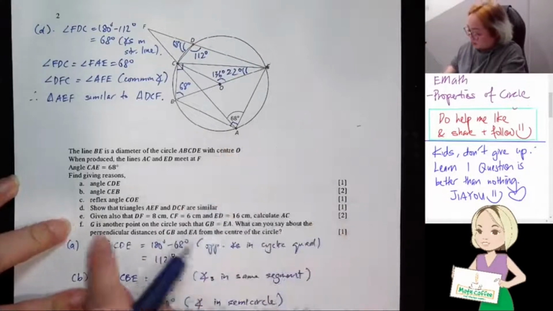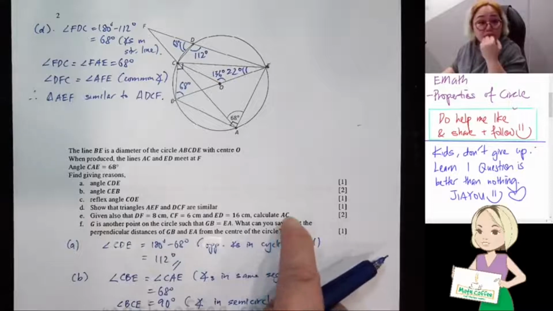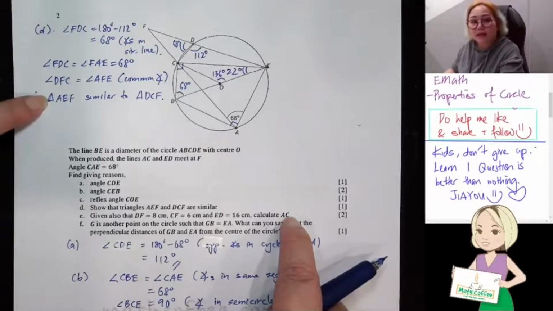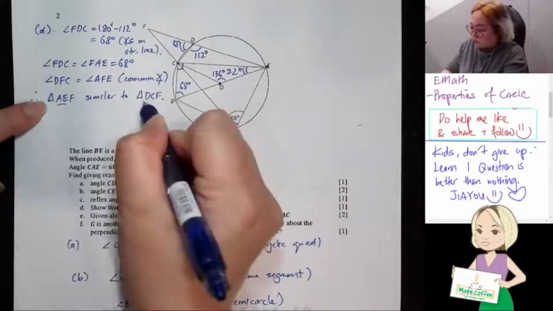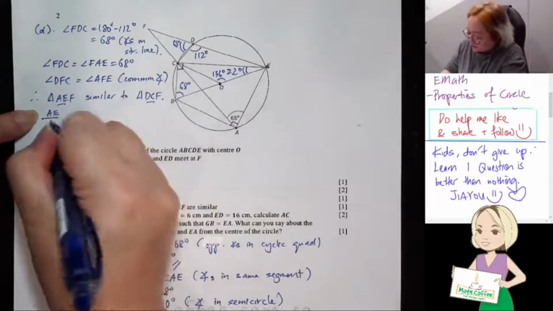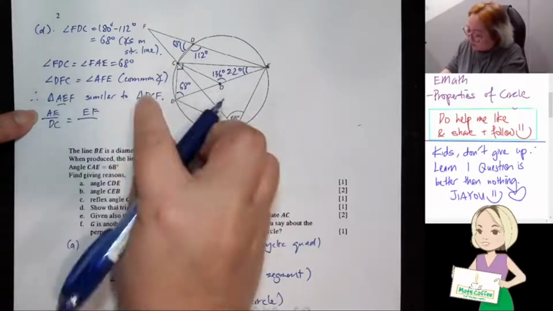Next, they ask part E. Given that DF and so on, like I mentioned, every time they ask you to prove similar triangle, 90% of the time you're going to make use of the similar triangle to find the unknown length. So with this, I'm going to write out my 3 fractions. So first 2 letters, so it will be AE over DC equals to EF over CF.